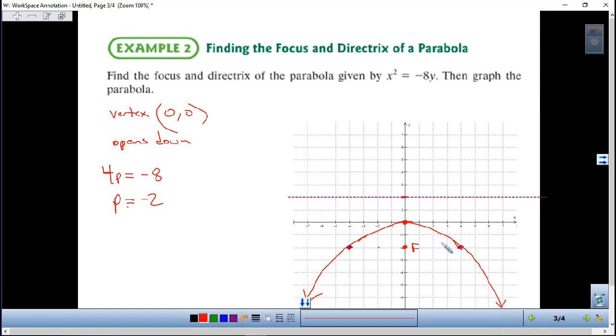All right, and as we can see, having these points right here not only gives us an idea of how wide it is, but it's also giving us 2 more points to graph, which in itself helps you make a much more accurate graph.